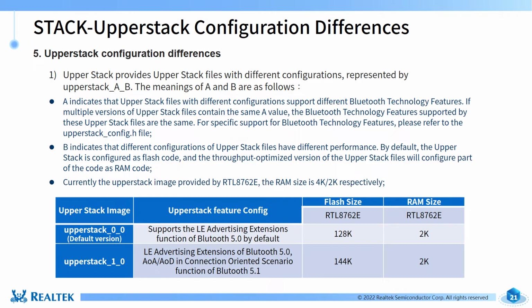B means that the upper stack files with different configurations have different performances. By default, the upper stack is configured as flash code, and the throughput optimized version of the upper stack files will be configured part of the code as RAM code. For the upper stack image currently provided by the RTL8762E, the space allocation can be seen in the following table.